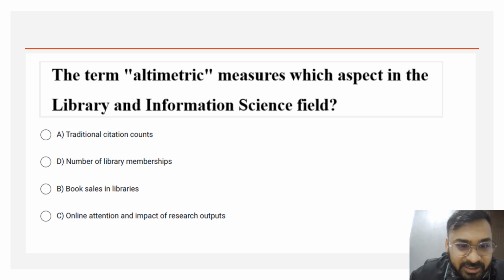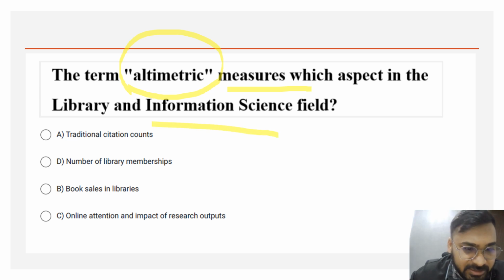The term altmetrics. What is altmetrics? Altmetrics is related to social media, where the publications are counted through social media. So measurement of which aspect related to library and information science? This is online attention and impact of research output.